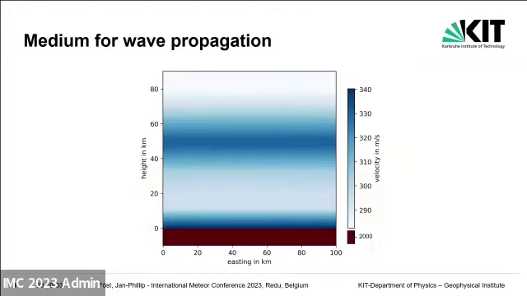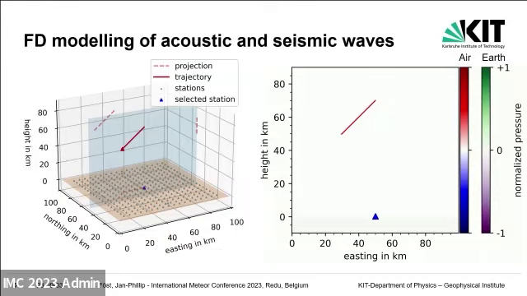So for wave propagation, we also need a medium. For the atmosphere, we use the atmospheric velocity model seen here, which varies up to 343 meters per second. It's calculated from atmospheric properties. And for the Earth, we use a homogeneous half space of 2000 meters per second for the longitudinal wave. So now we have everything we need to start the modeling.